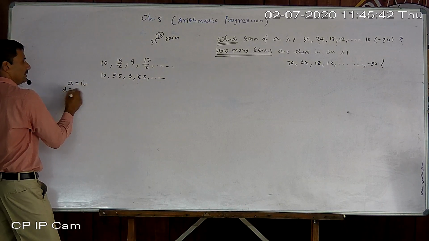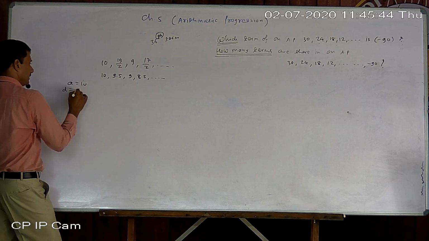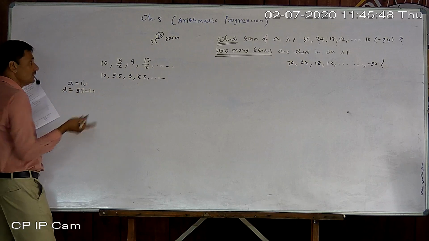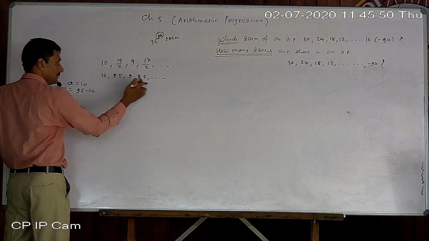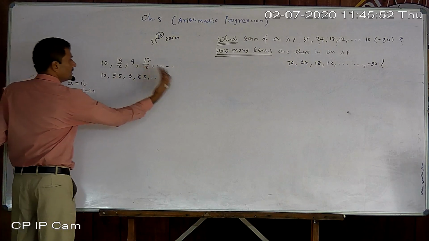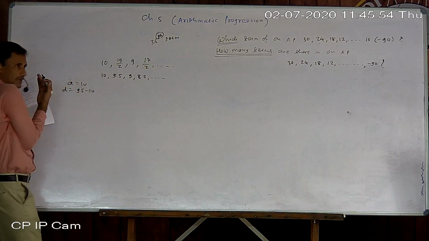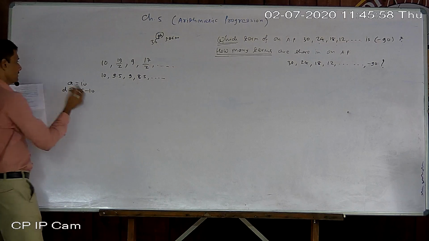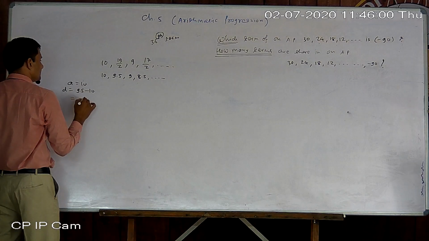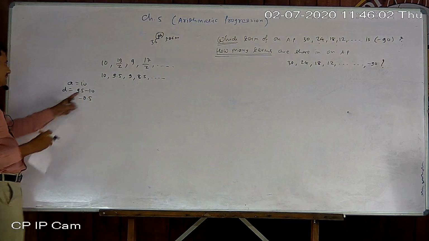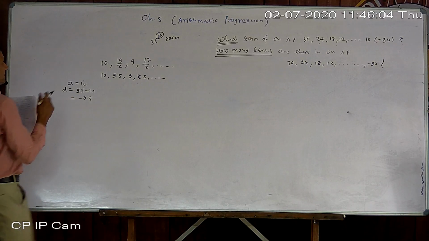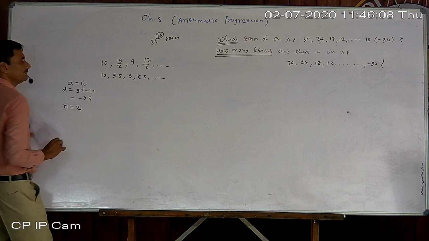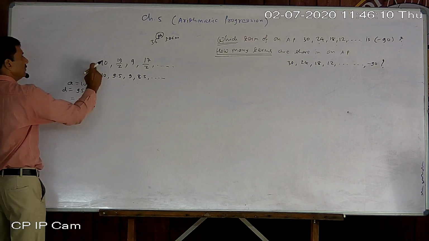Suppose D I don't know, then write down A2 minus A1, always A2 minus A1, not A1 minus A2. Otherwise A3 minus A2, otherwise A4 minus A3. But right term minus left term, not left minus right. Always right minus left. So it will become minus 0.5. Why minus 0.5, that you know. Now suppose you are asked to find the 21st term of this AP.